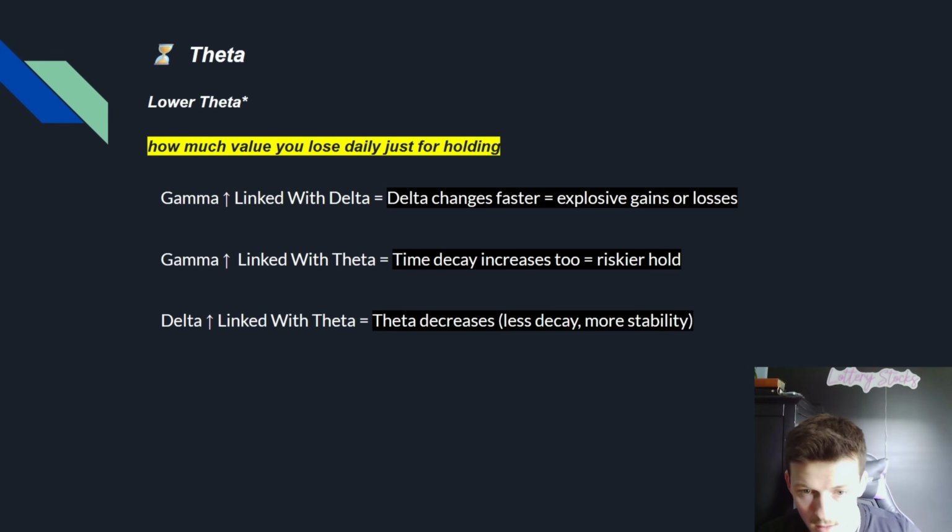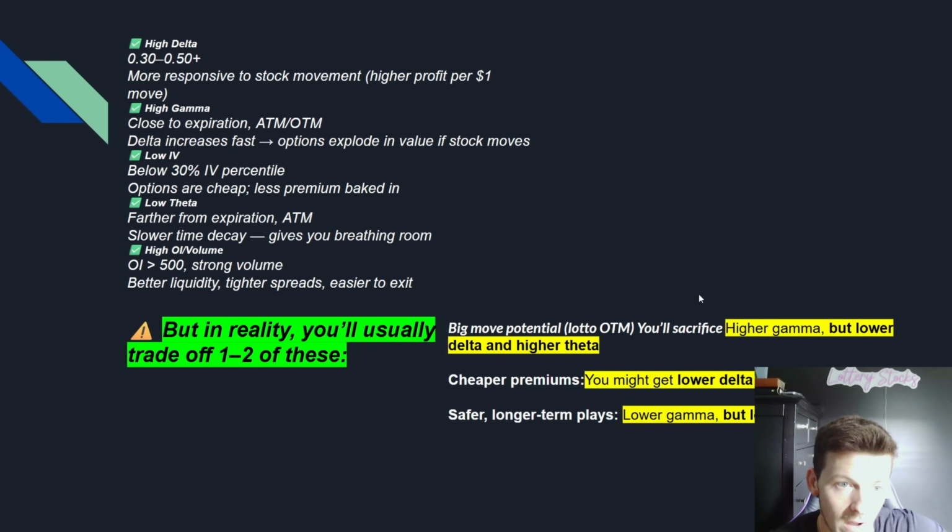So time decay increases too, which means it's riskier to hold when you have a high gamma linked with high theta, so on and so on. Now, here's what you want to look for.